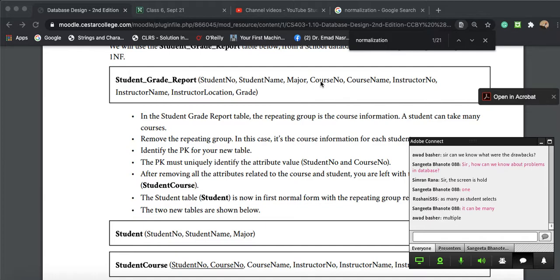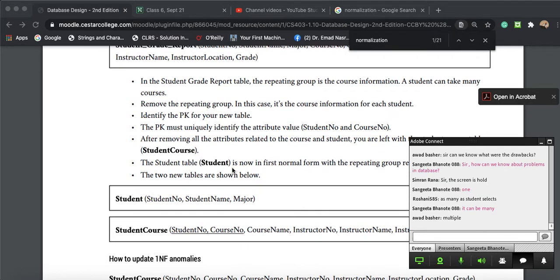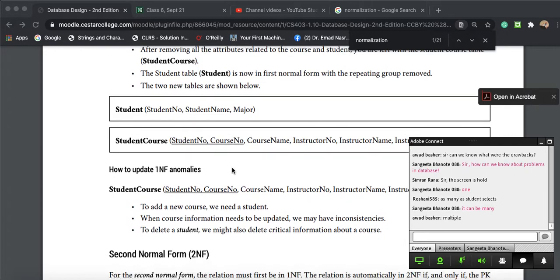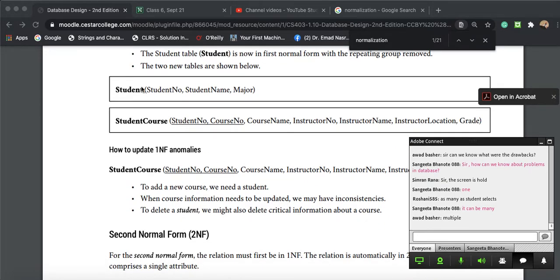What can we do? We can split it. We can normalize it. Look at the normalization, what we are doing here. Student: what does the student have? The student has student number, student name, and major.